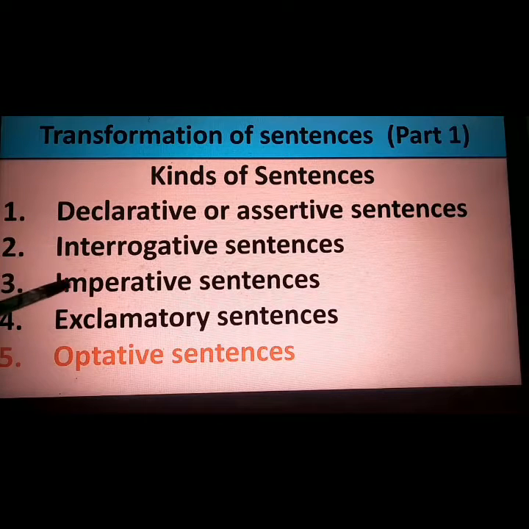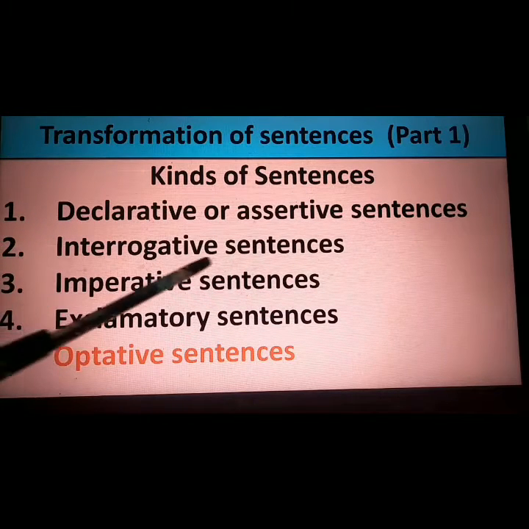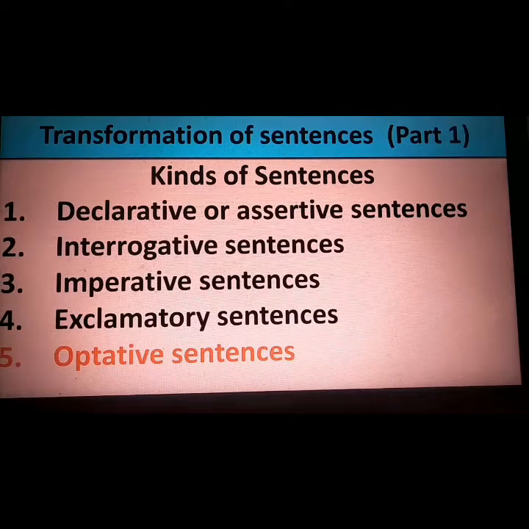number 1 and 3, it ends with a full stop. Interrogative sentence always ends with a question mark. And exclamatory sentences express a feeling, a very strong feeling, and end with an exclamatory mark. Optative sentence is another type of sentence which some people consider along with the exclamatory sentences, but for our sake, optative sentence is a sentence which is a prayer or a wish, and it ends with an exclamatory mark.